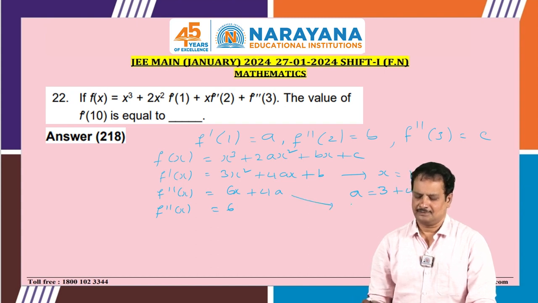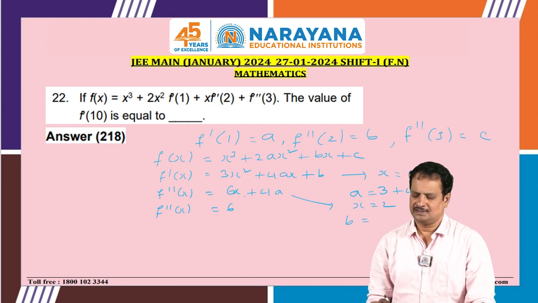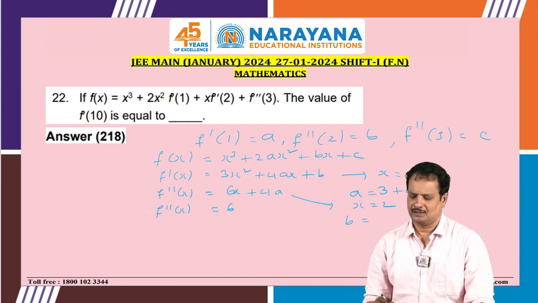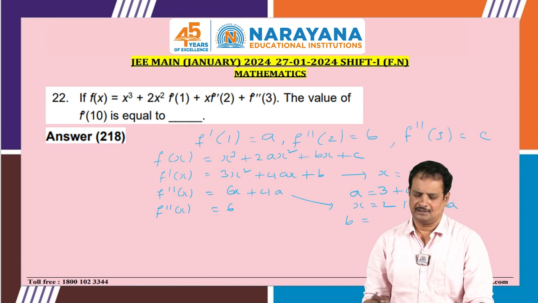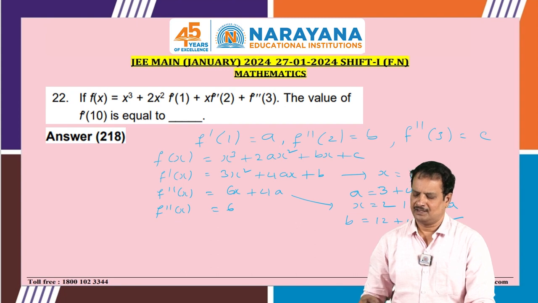Similarly, in this next one, put x equal to 2. But f double dash x is nothing but what? b only. So b equal to, here you are going to get 6 into 2, so this is 12 plus 4a. That's what you are going to get when you substitute this one. Of course, this value is now nothing but b. So this is 12 plus 4a. You got one more relation between a and b, of course. So that's how we are going to find out two equations.